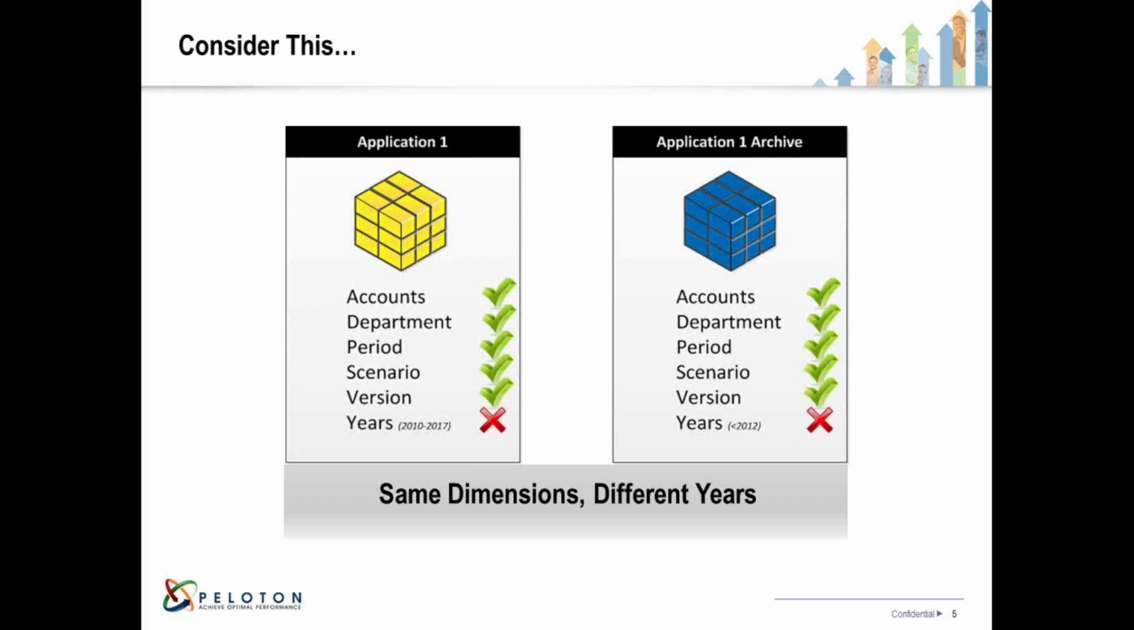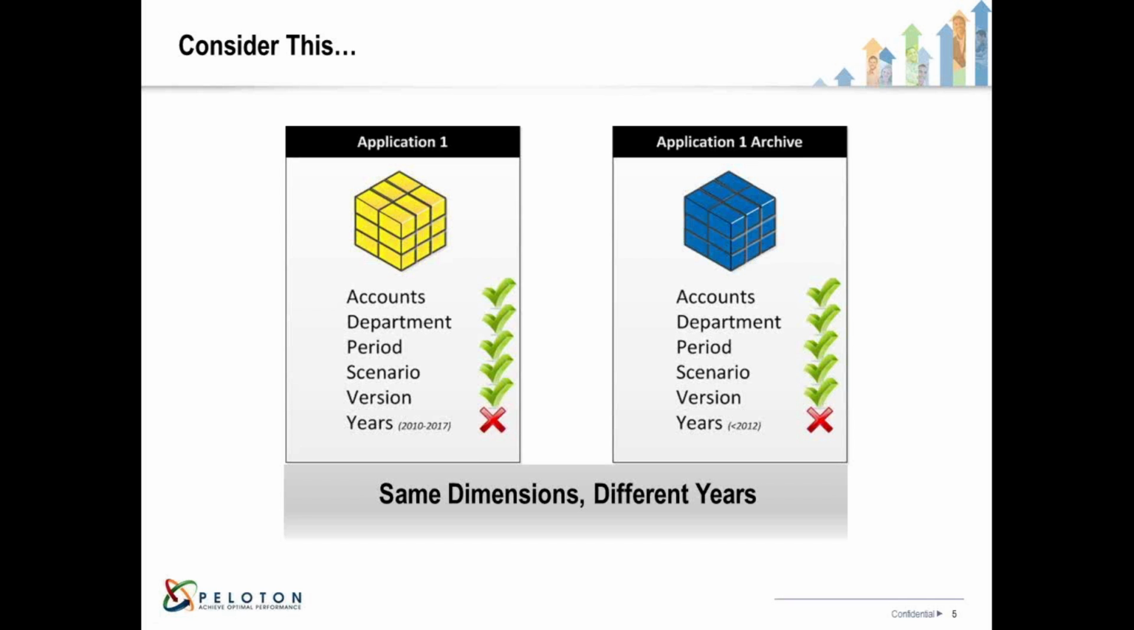So let's just assume for a second that we have two applications, a planning application and an Essbase archive application. If we look at the dimensions in each application, we're going to notice that they're very similar. The only difference is going to be the number of years that each application has. The planning app will be mostly current data, whereas the archive will be historical data.